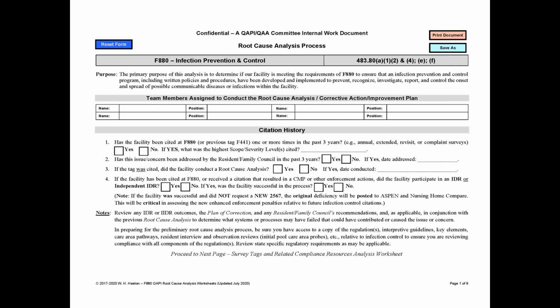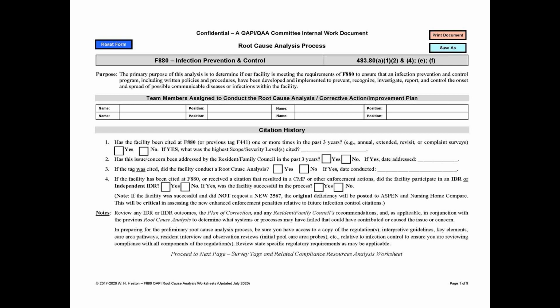cause analysis. In your handouts, it is handout number 7. It is a digital file, so you'll be able to complete this on your computer. It's a PDF. It's digital. You can print the document. You can save as, or if you want to reset the form, you can do that.